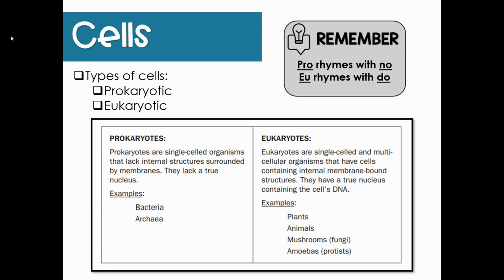We also have eukaryotes. So our eukaryotic cells can be single-celled. They can also be multicellular organisms. They do have cells that contain membrane-bound organelles. And of course, our eukaryotes are going to contain a nucleus within the cell. And you can remember that because U rhymes with do. So eukaryotes do have a nucleus. This includes our plants and our animals, fungi like mushrooms, and then protists like amoebas.